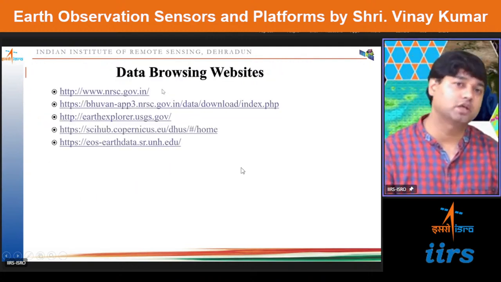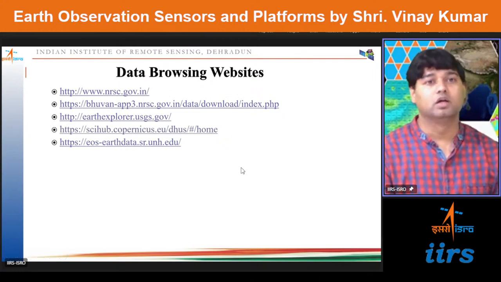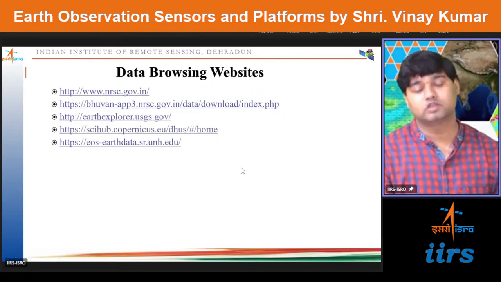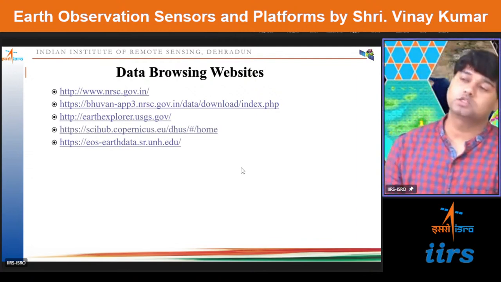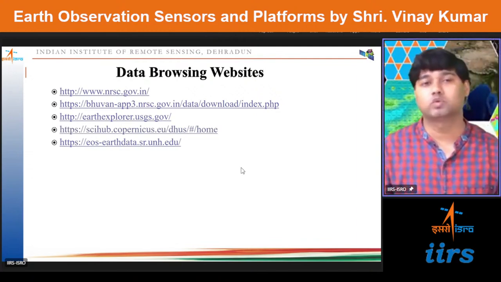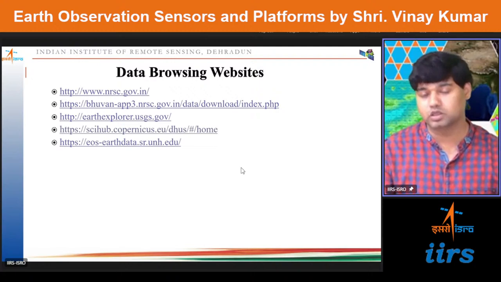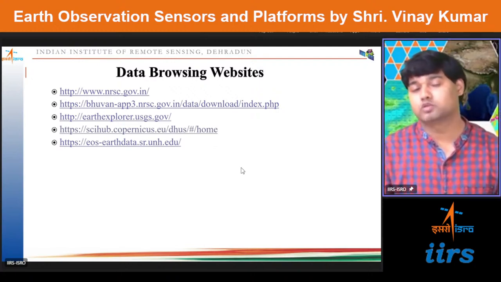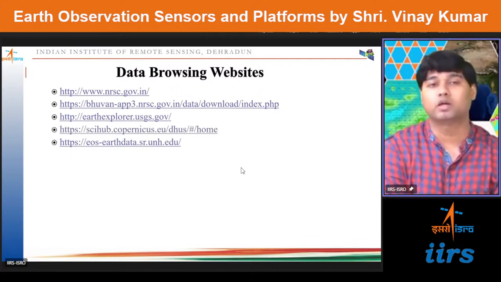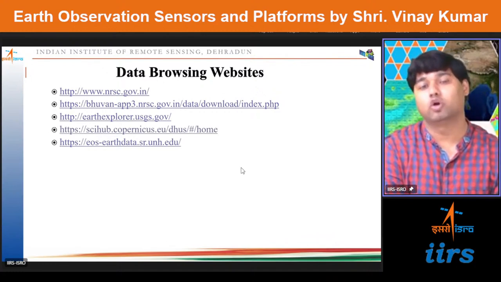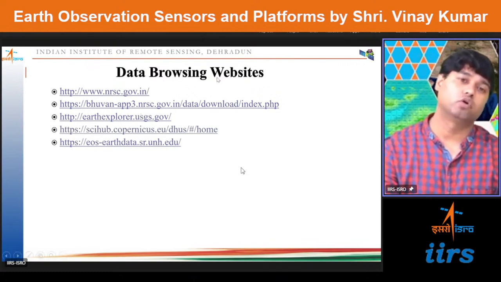And these are the websites for browsing the satellite data. nrsc.gov.in, in this Bhuvan is there. So for browsing the data sets acquired from Indian satellites, one is providing you some of the data sets which are openly accessible till 24-meter resolution. Earth Explorer is for downloading Landsat series of satellite data, and other satellite data sets are also available in that. SciHub Copernicus is for downloading your Sentinel-2 satellite, and EOS Earth data is also for different other satellite data.